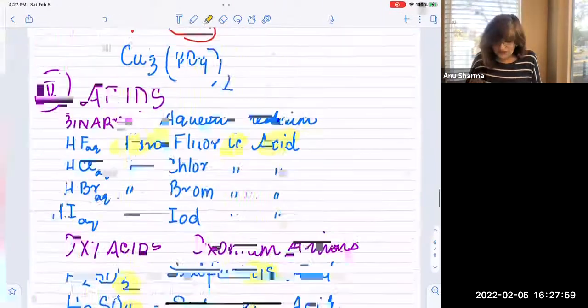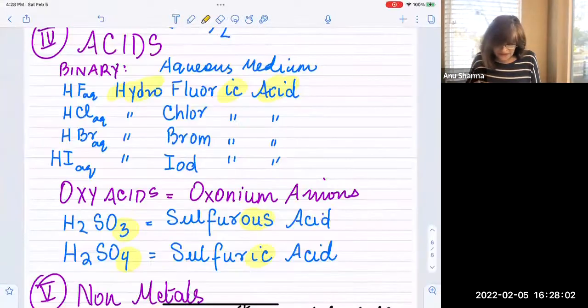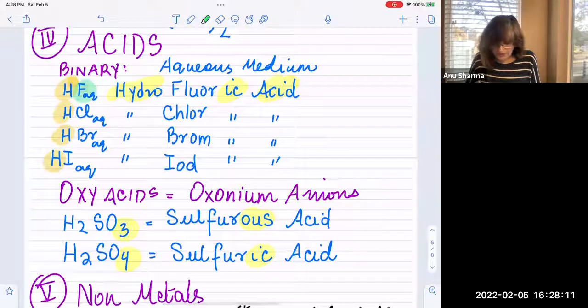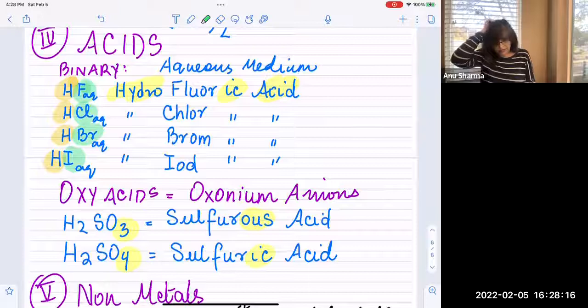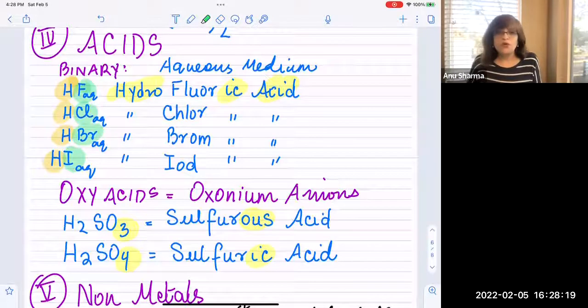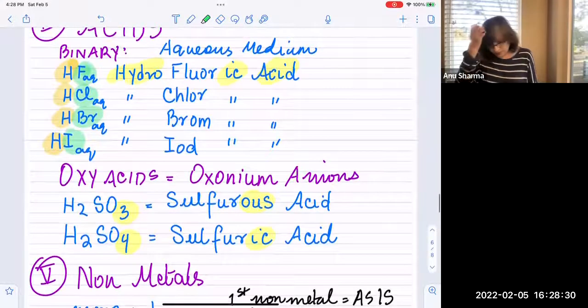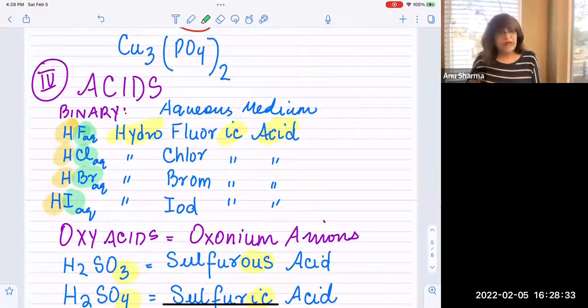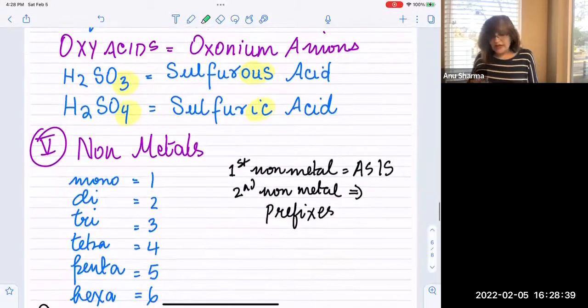Then comes the acids. Now the acids, again, if the hydrogen is in front and there is just an aqueous halogen like fluorine, chlorine, bromine, iodine, then all of them will have hydro, then the non-metal, and then ic and acid. So hydrofluoric, hydrochloric, hydrobromic, and hydroiodic. Okay, but remember that these are acids. They're going to be in the aqueous medium, that is water. So AQ.